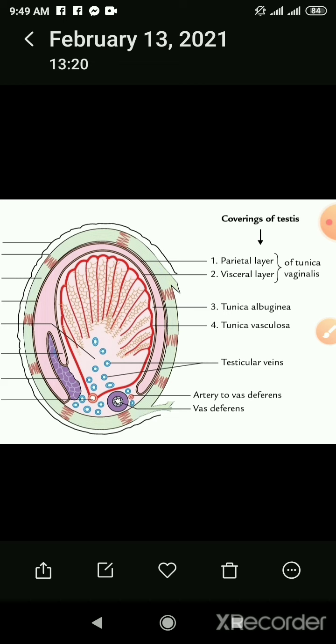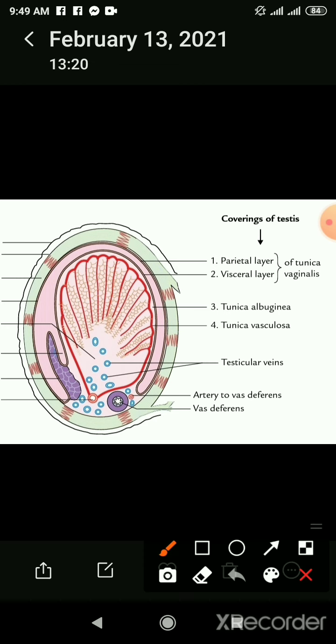At first, see the coverings of the testis. So the first outermost layer is the visceral layer of the tunica vaginalis, then tunica albuginea and tunica vasculosa. So this is the first layer. Then this is the tunica albuginea, and tunica vasculosa, these are some vascular membranes.